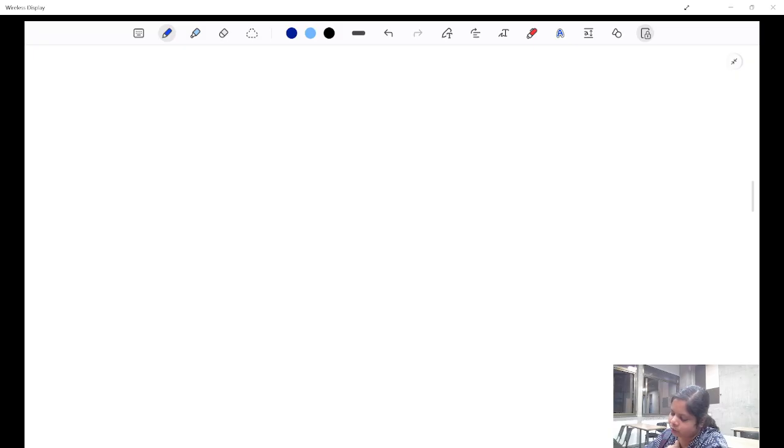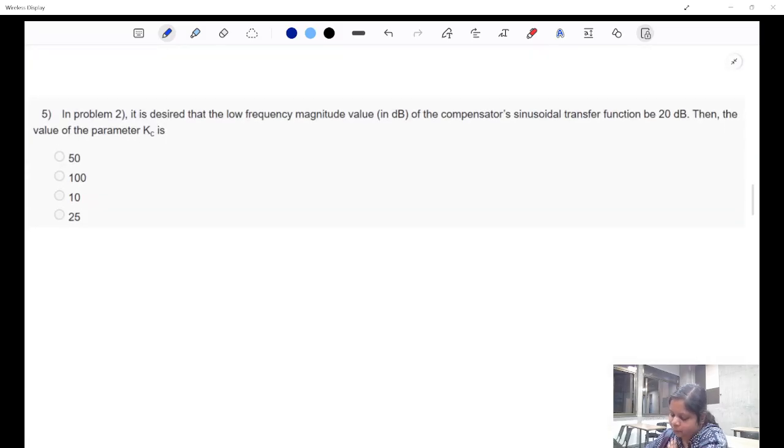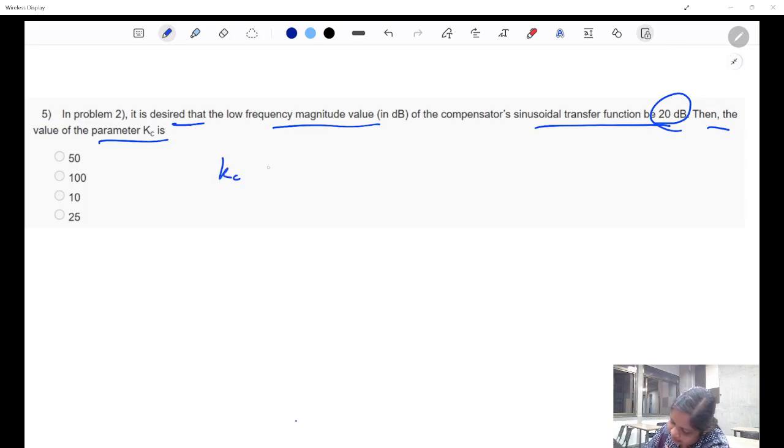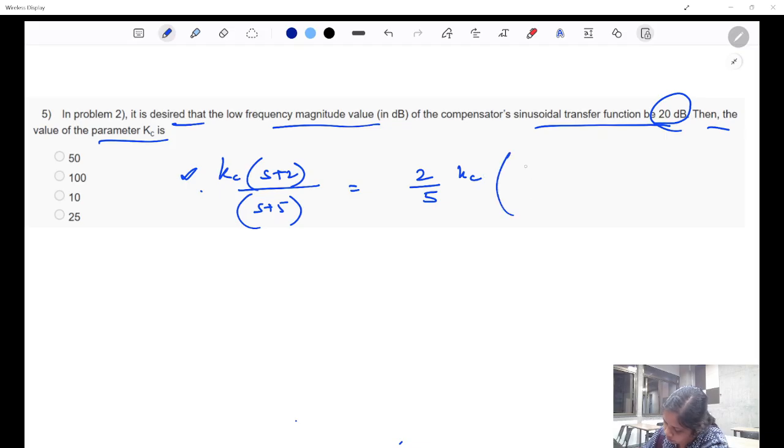Let's move to the next question. In the same problem, it is desired that the low frequency magnitude in dB of the compensator sinusoidal transfer function be 20 dB. Then the parameter Kc is what? Our transfer function was Kc into (S plus 2) upon (S plus 5). This is basically the gain for which we want to find out the value. It can be written as 2 upon 5 Kc into (1 by 2 S plus 1) upon (1 by 5 S plus 1).